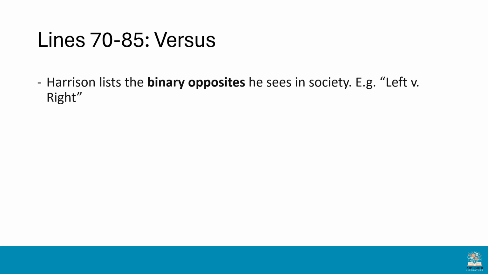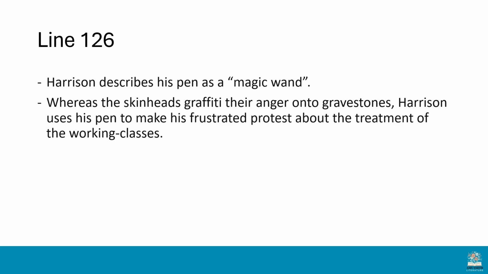and Harrison lists lots of binary opposites he sees in society. Now, when we say binary, we mean two very different things. So, for example, left versus right. And Harrison sees these binaries in very black and white terms, male versus female. He doesn't, at this point in the poem, consider that there might be any grey areas in between. But here he essentially lists all the different divisions in society, the different opposites who are coming into conflict.